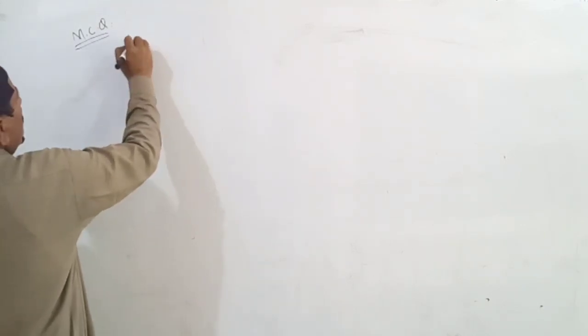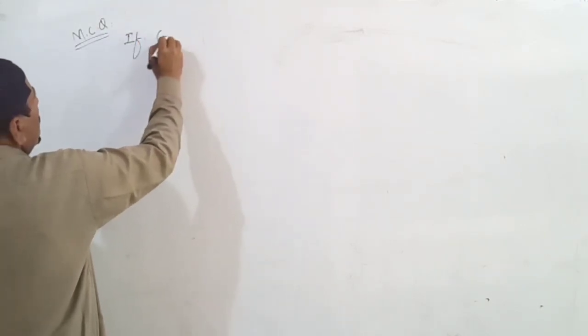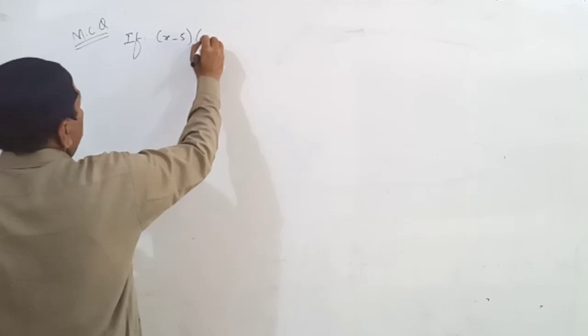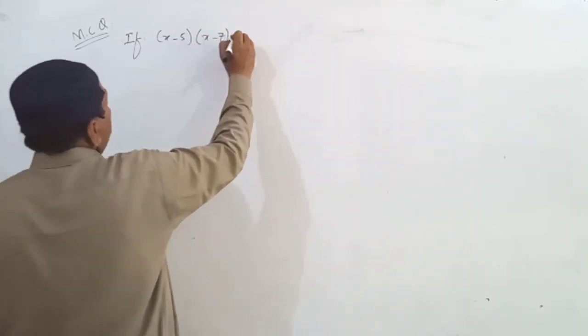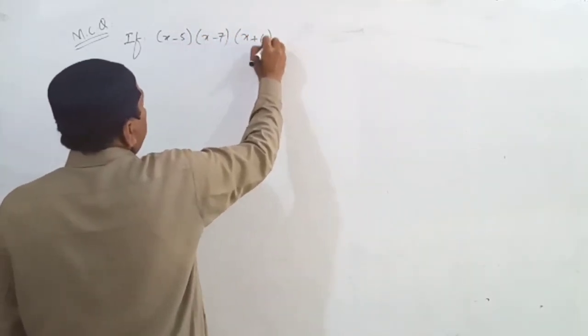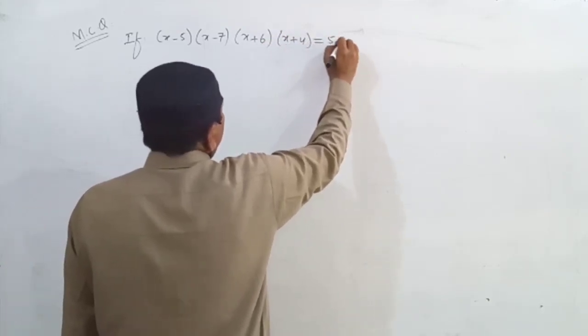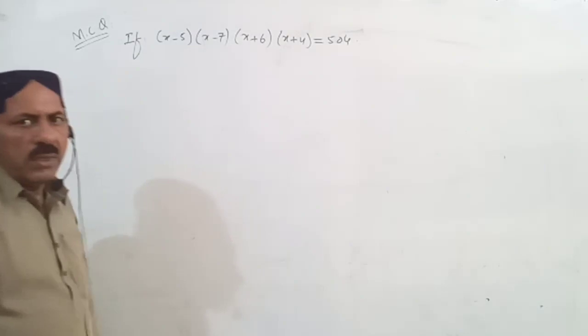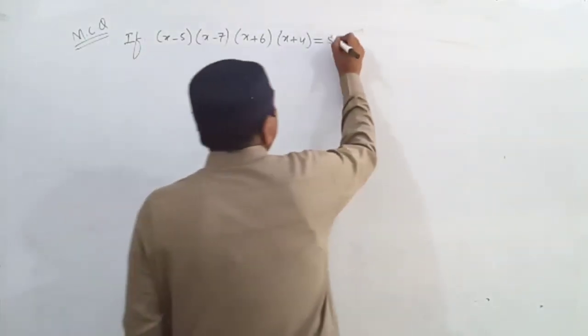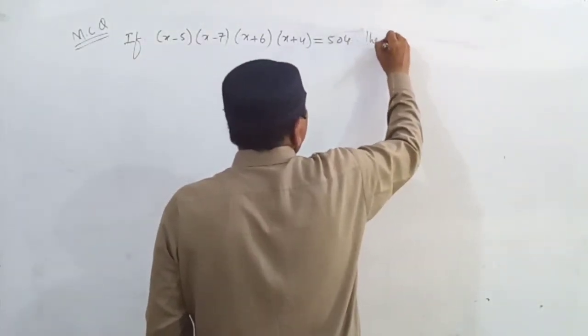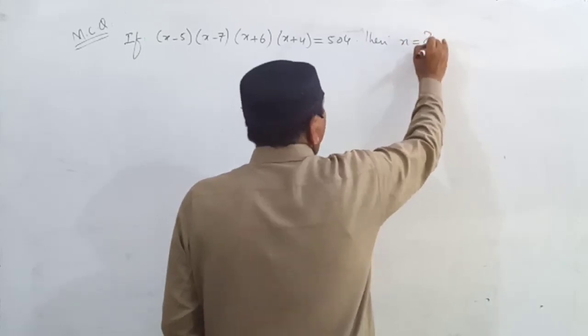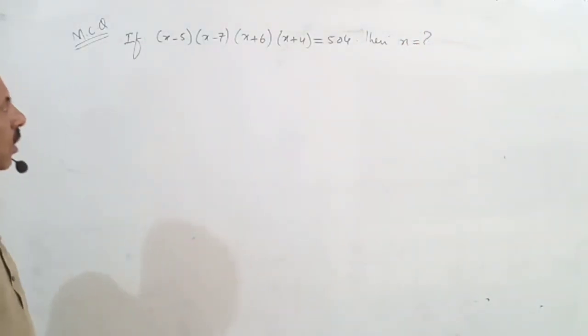MCQ is, if (x minus 5)(x minus 7)(x plus 6)(x plus 4) is equal to 504, then what is the value of x?